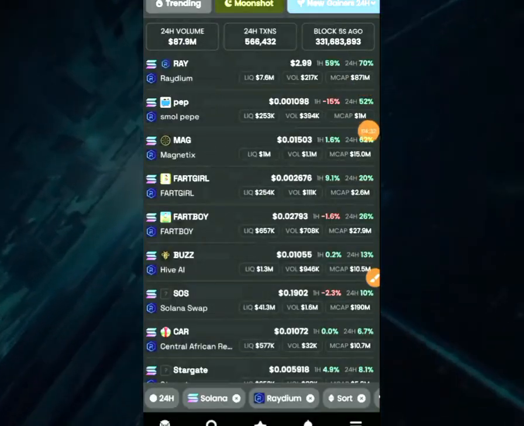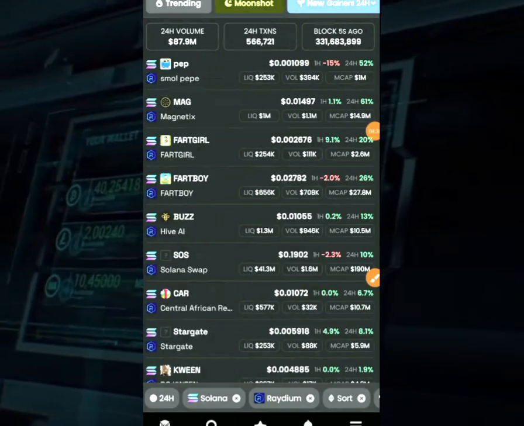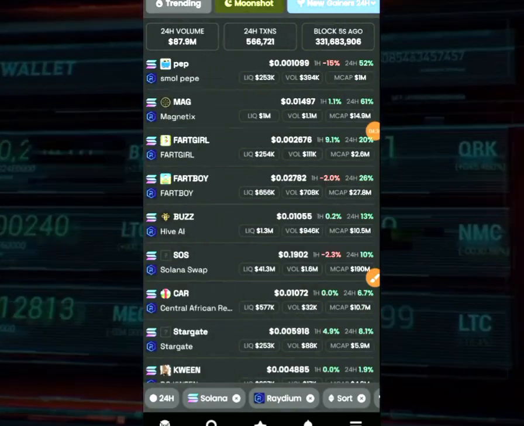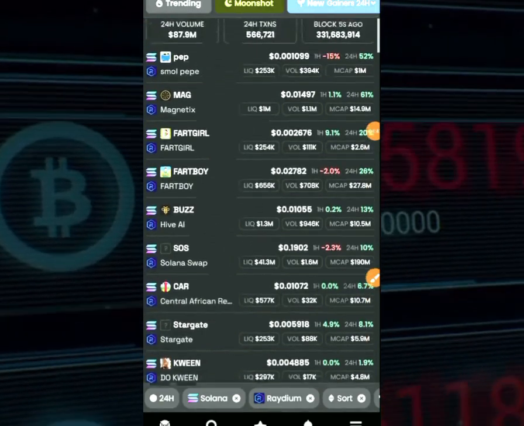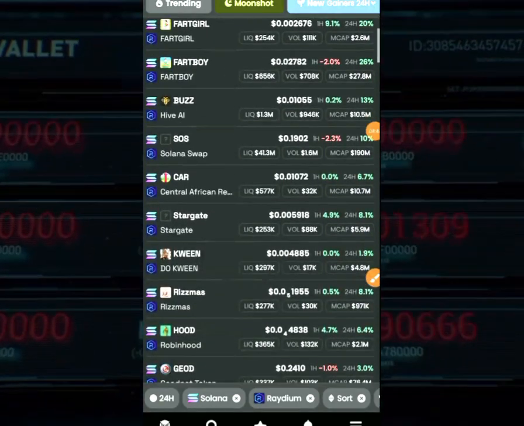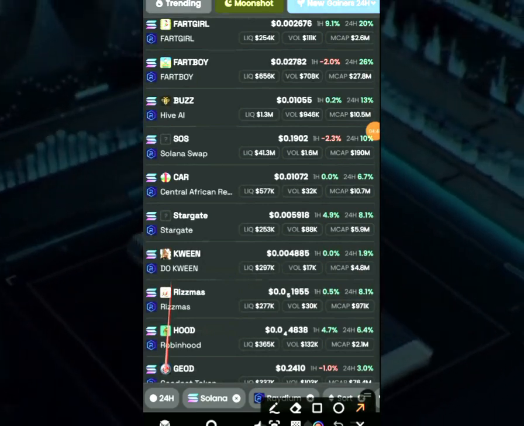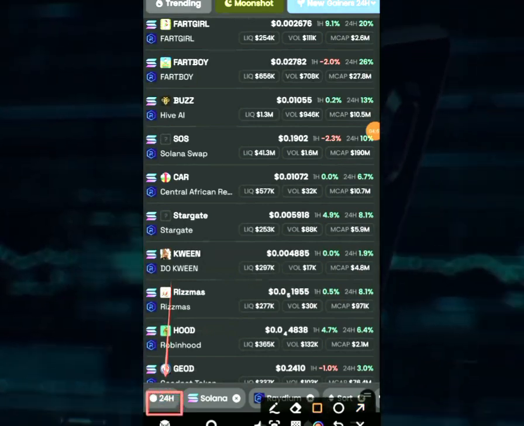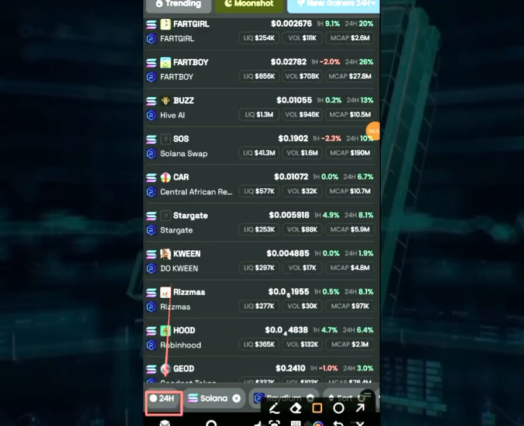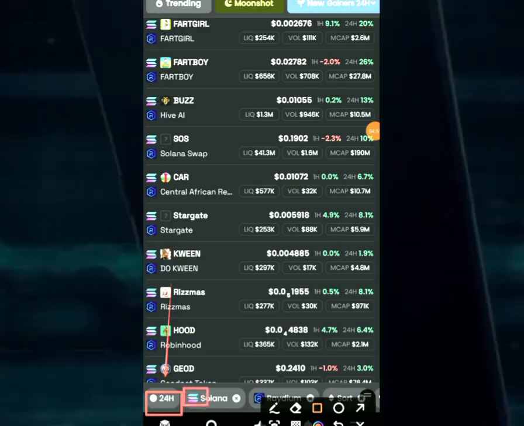So after you've installed the Dex Screener on your phone, the next thing you need to do is make the adjustments. You're going to see the interface looking like this, right? The first thing you're going to do is make sure that this place over here is reading 24 hours, just like this. It's reading 24 hours.